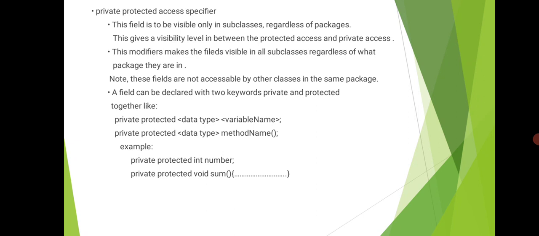Note, these fields are not accessible by other classes in the same package. Another class in the same package cannot get it, but if there are subclasses, only then will it be visible. A field can be declared with two keywords, private and protected together, like private protected data type variable name, private protected data type method name. Example: private protected int number, private protected void sum.